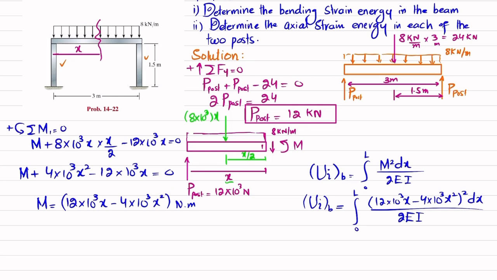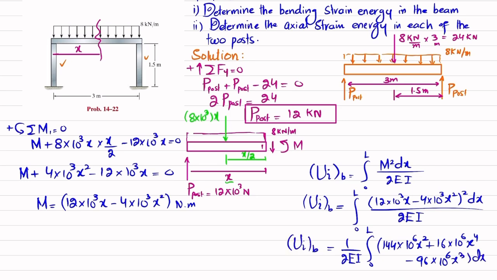Okay, now if you take this 1 over 2EI out of this integral, because these are constant, you will be left with 0 to L. So 12 into 10 to the power 3 square will be 144 into 10 to the power 6 x square plus 4 into 10 to the power 3 squared, which will be 16 into 10 to the power 6 x power 4, minus 2 times this term multiplied by this term. I will directly write it: this will give you minus 96 into 10 to the power 6 x cube into dx. That will be equal to the strain energy due to bending.